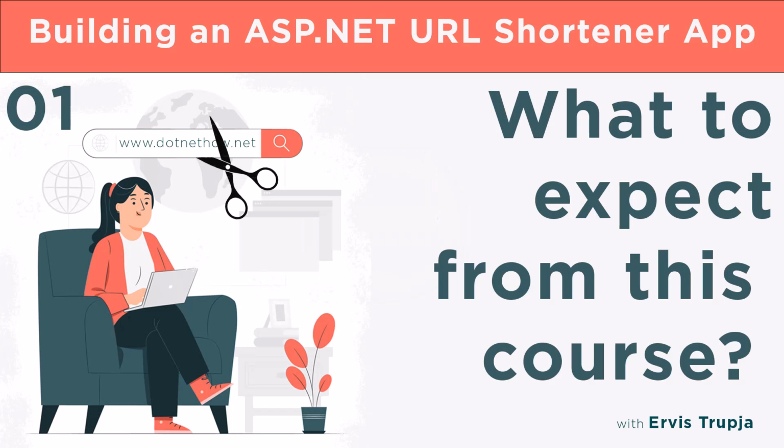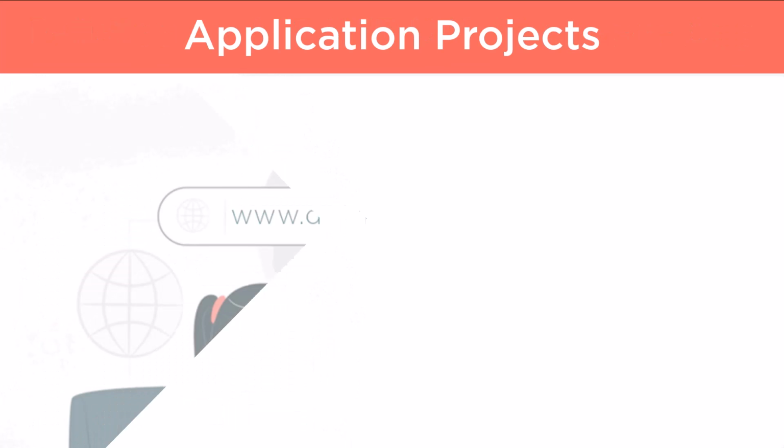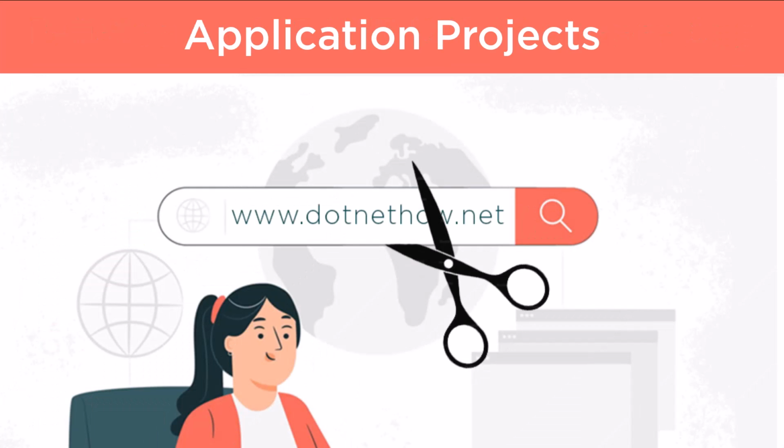Before we dive into the course content, let us clarify what you are going to learn throughout this journey. We are going to start with an empty solution, and we are going to build a URL shortener app, a useful tool much like Bitly or tinyURL, from the ground up. You are going to build 3 different projects.